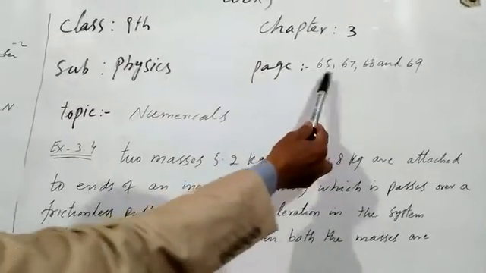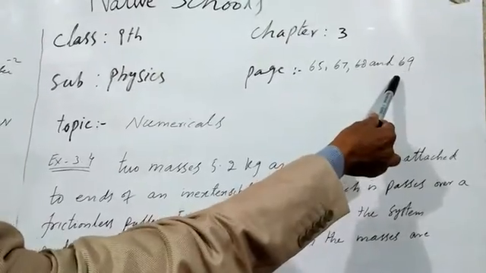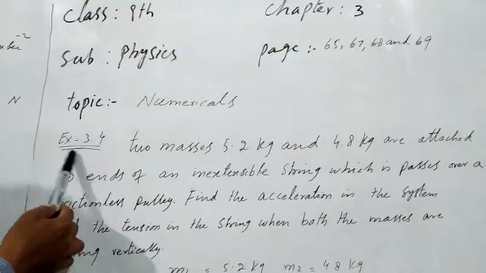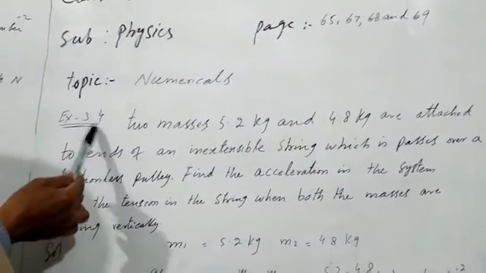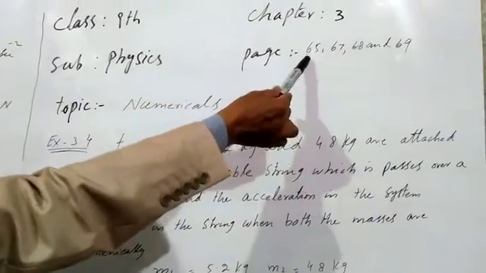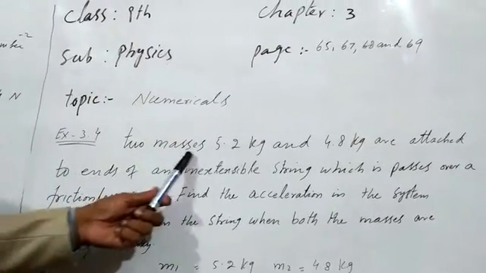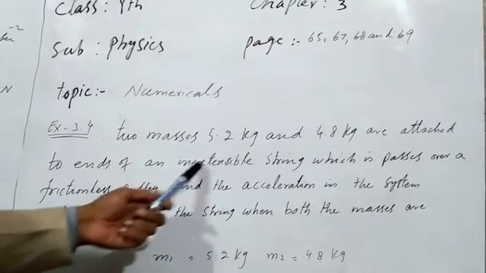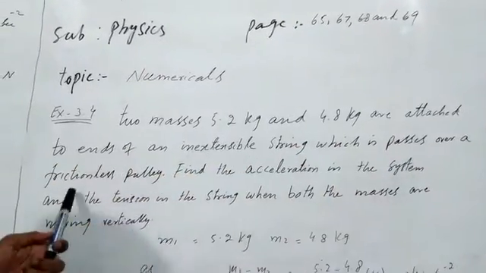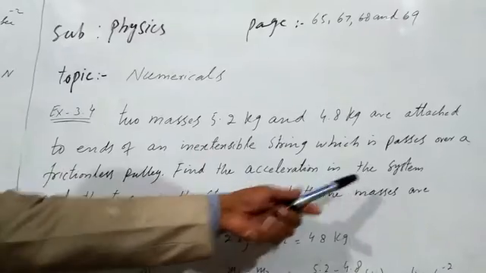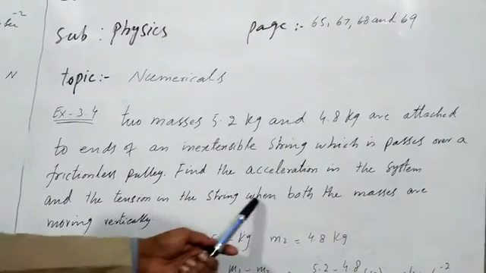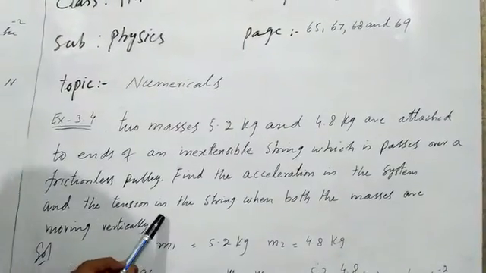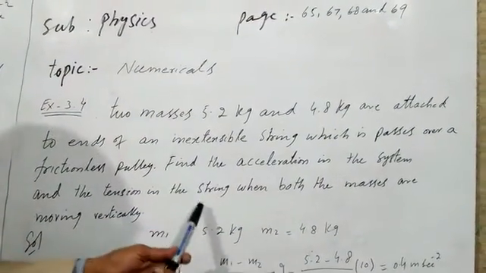Pages are 65, 67, 68 and 69. So our topic is numericals. We will discuss example 3.4, which is on page 65. Two masses 5.2 kg and 4.8 kg are attached to the ends of an inextensible string which passes over a frictionless pulley. Find the acceleration in the system and the tension in the string when both the masses are moving vertically, which is case 1 in our previous topic.